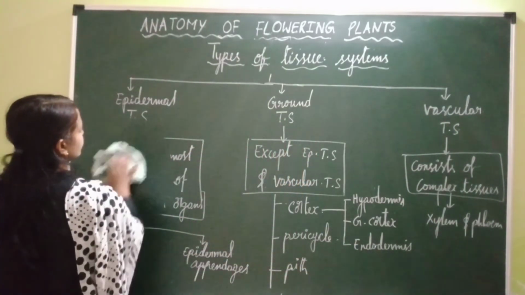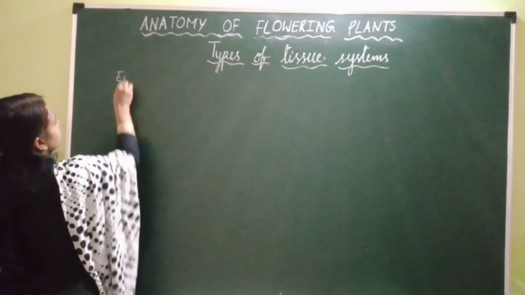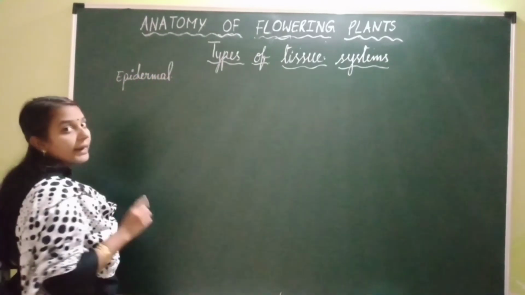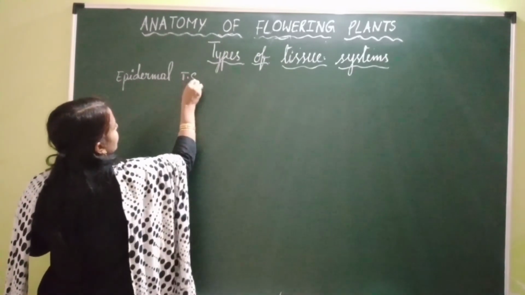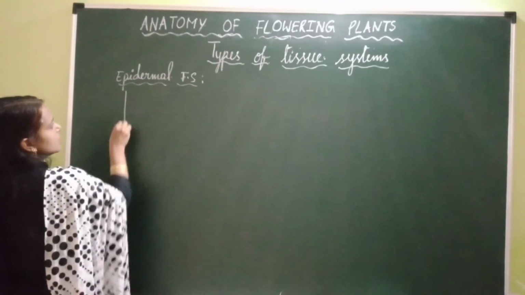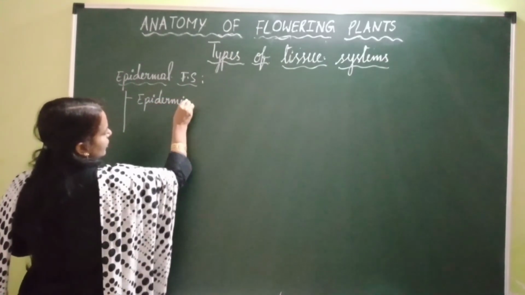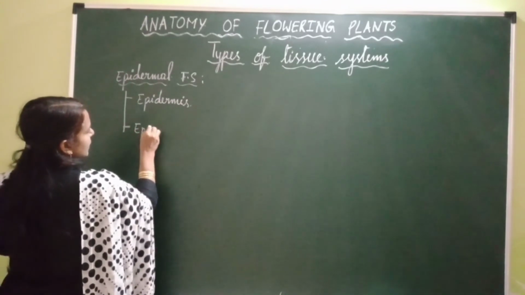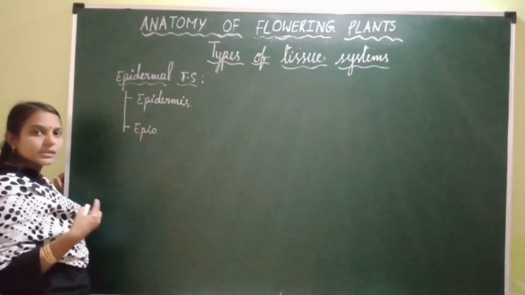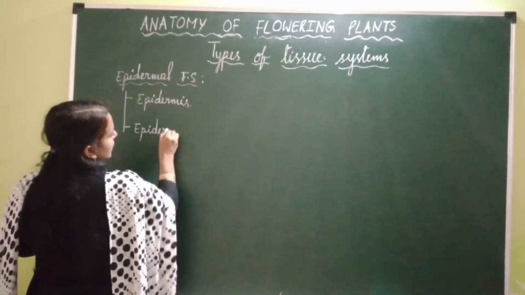Okay, let's start with epidermal tissue system now. So epidermal tissue system, TS, consists of epidermis and epidermal elongations. What are these epidermal elongations? Epidermal elongations are root hairs present in the epidermis of root and stem hairs, that is trichomes, present in the epidermis of stem.